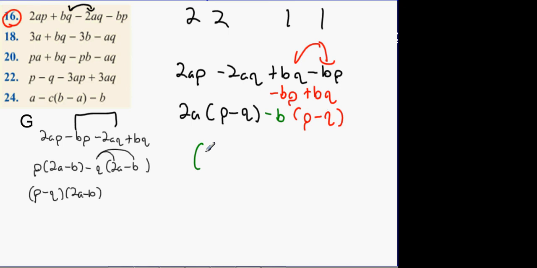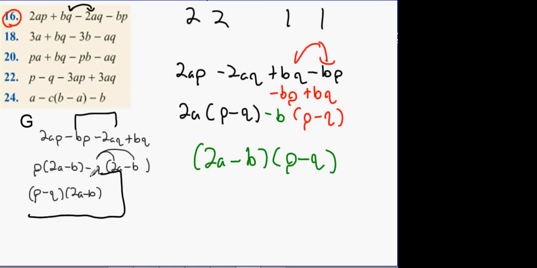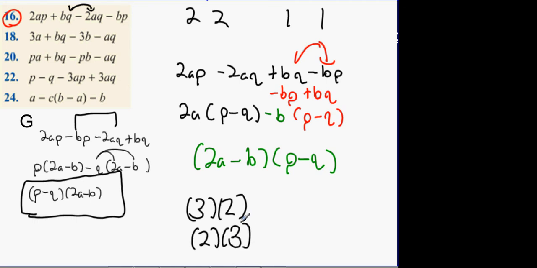Now what happens now, guys? 2A minus B into P minus Q. Are they the same answer? Yeah. But they're a different way. And why are they the same? Because 3 multiplied by 2 is the same thing as 2 multiplied by 3. Okay guys, I'm going to do number 22.